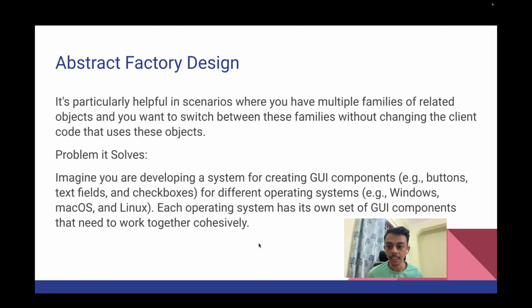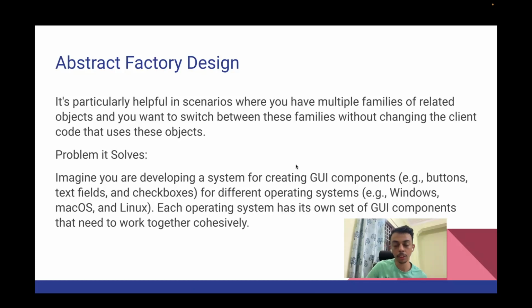Okay, so now let's see an example in software engineering. Imagine that you are developing and creating GUI components. What does GUI stand for? GUI stands for graphical user interface. So any type of buttons, text box, checkbox, animation you see on your operating system are briefly part of the GUI system of that particular operating system. Each operating system has its own GUI components. For example, there are different kinds of operating systems: Windows, Mac OS, Linux. Each has its own set of GUI components that need to work together cohesively.